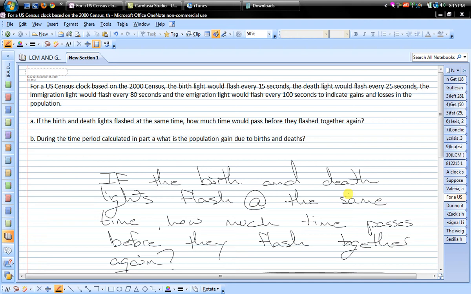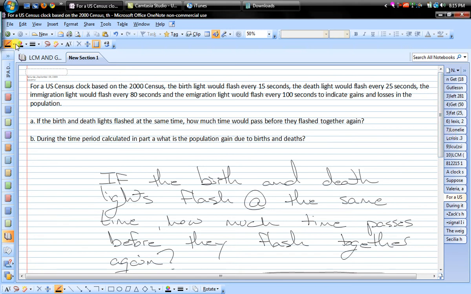So we have two questions. If the birth and death lights flashed at the same time, how much time would pass before they flashed together again? And during the time period calculated in part A, what's the population gain due to births and deaths? Now, the solution set showed one method of finding it, namely using a list of numbers. I'm going to go ahead and review using prime factorization to find it.